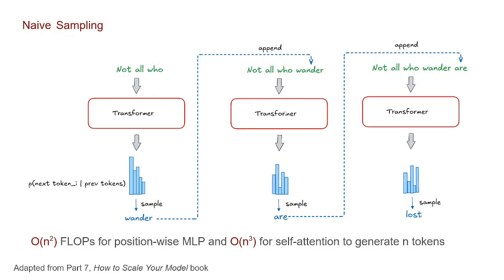Whereas if you consider in a particular layer the self-attention module, every token is going to attend to every other token. So in this particular stage, it's order j squared. And if you sum up j going from 1 to n, that makes it order n cubed.